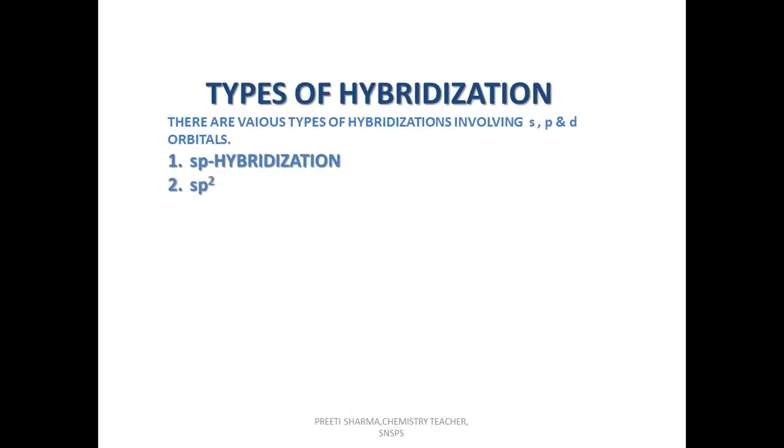sp2: when one s orbital and two p orbitals mix together, they form sp2 hybrid orbitals, and the hybridization is sp2 hybridization. Third is sp3: again, when one s and three p orbitals combine together, they form sp3 hybrid orbitals, and the hybridization is known as sp3. Similarly for sp3d, similarly for sp3d2. Now see how they are formed.